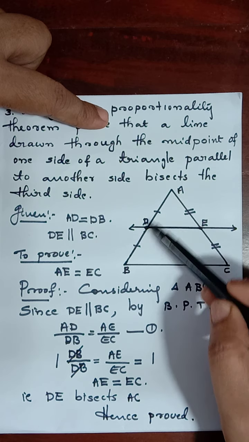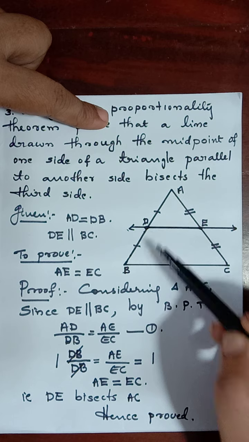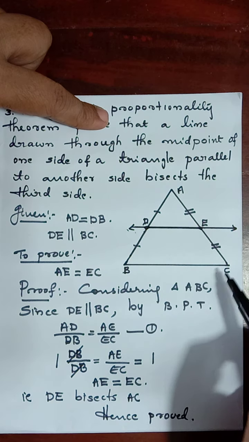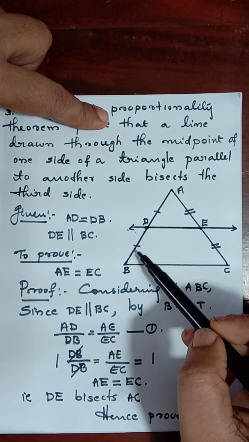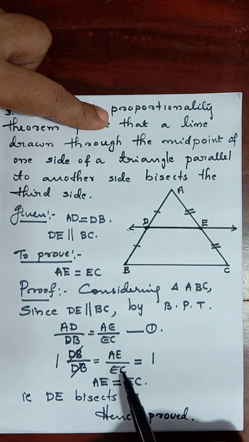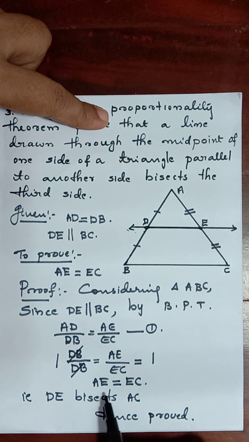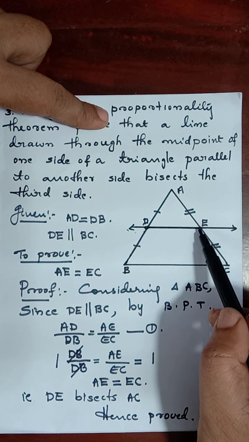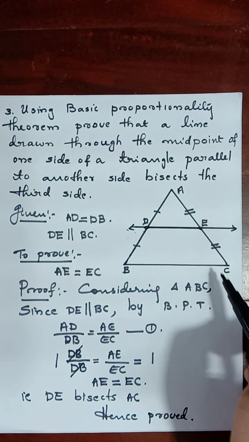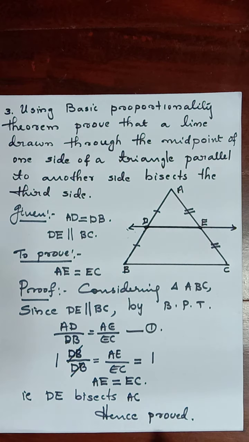See once more. Midpoint is given and line is parallel. Since line is parallel, we are using BPT. When we use BPT, AD by DB is equal to AE by EC. And AD and DB are equal. Therefore, when we cancel, it will become 1. So AE by EC equal to 1 means AE is equal to EC by cross multiplication. AE equal to EC means E is the point of bisection, or DE is the line which is bisecting AC as AE is equal to EC. That is to be proved, and hence we proved.